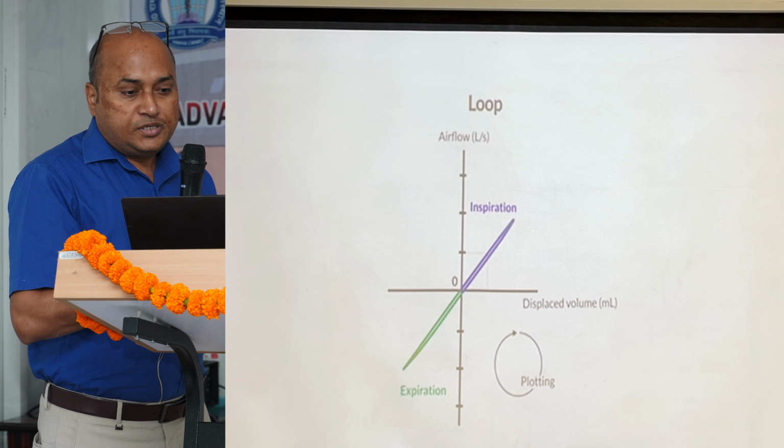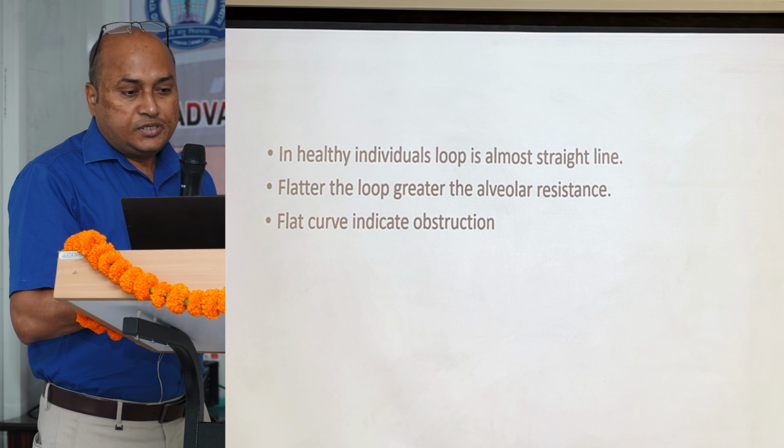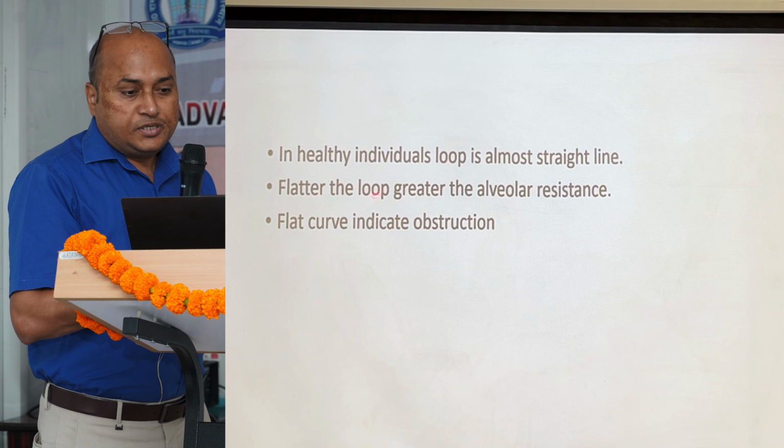Usually the loops are straight. Straight means not like this, it's a horizontal line. In healthy people loops are straight, and if there is obstruction, the loops get flatter. Flattening of the loop decides whether it is restriction or obstruction. We see a few cases. In a healthy individual, loops are a straight line. The flatter the loop, the greater the airway resistance, and a flat curve indicates obstructive physiology.